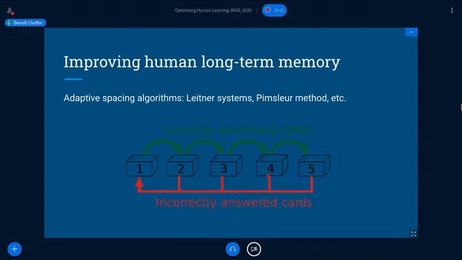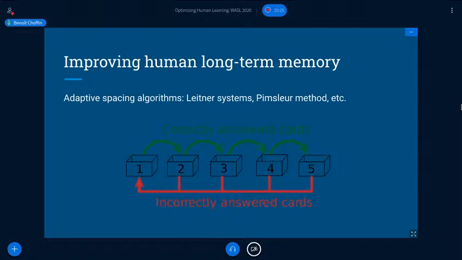But if he fails to remember or recall this flashcard, then the flashcard is put in the first box, which is reviewed every day. And so we see that this is one of the simplest spacing algorithms to optimize human memory, and it dates from the 1970s.